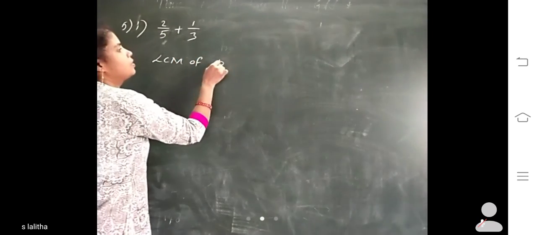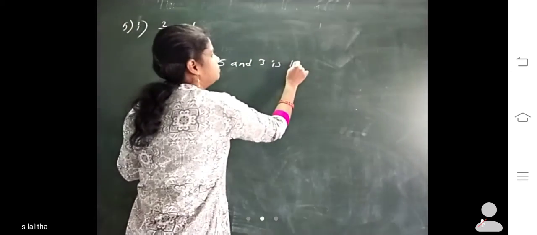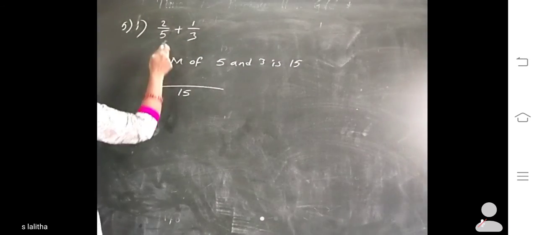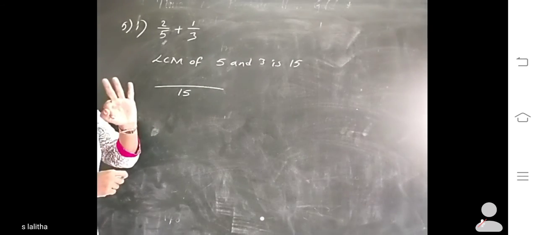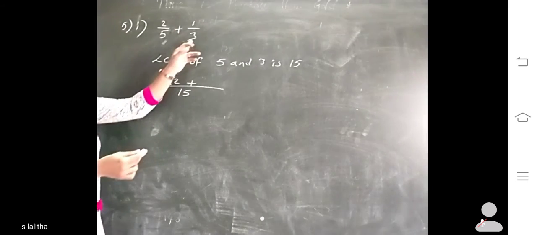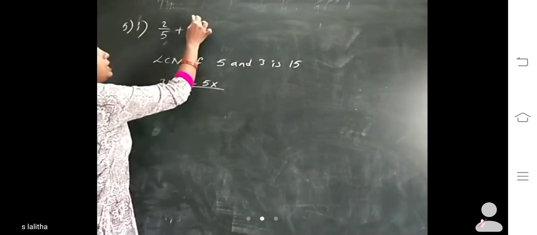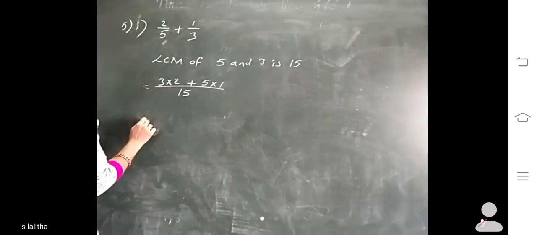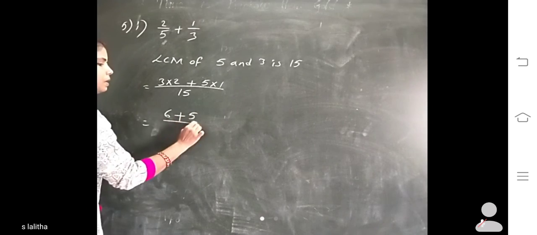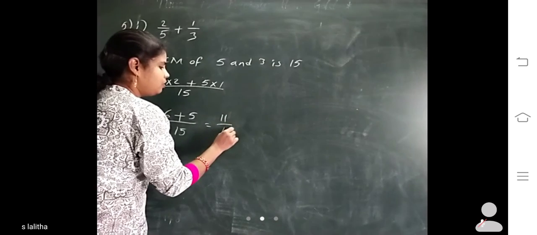LCM of 5 and 3 is, 5 3s are how much? 15. Okay? LCM is 15. In the 5 table, how many times 15? 3 times. 3 into what is the numerator? 2. Plus in the 3 table, how many times 15? 5 times. 5 into what is the numerator? 1. 3 2s are how much? 6, plus 5 1s are 5 by 15. 6 plus 5, how much? 11. 11 by 15 is the answer.